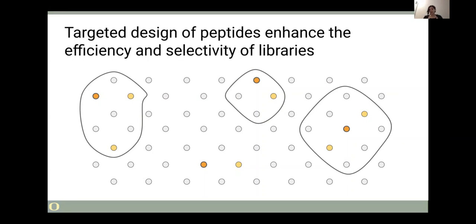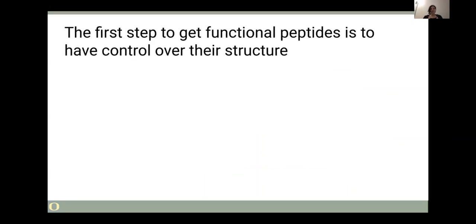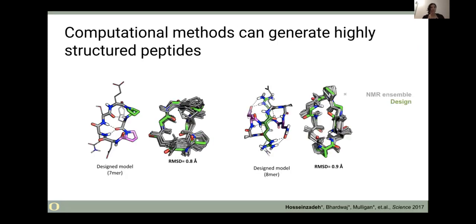So that's a project I started from my postdoc. The first step in making this goal possible was to show that we can control the shape of the peptides, or the structure of the peptides, because the structure directly correlates to the binding and the function. I'm not going to discuss that because it was published a while ago, but we showed that you can design peptide structures with high accuracy and with full control over their shape. So there are ways to create peptides that are fully structured.